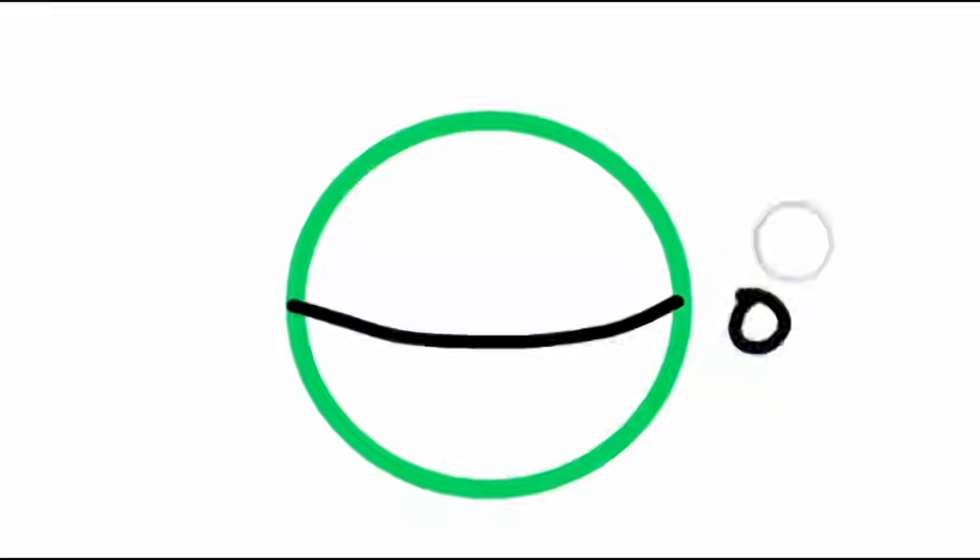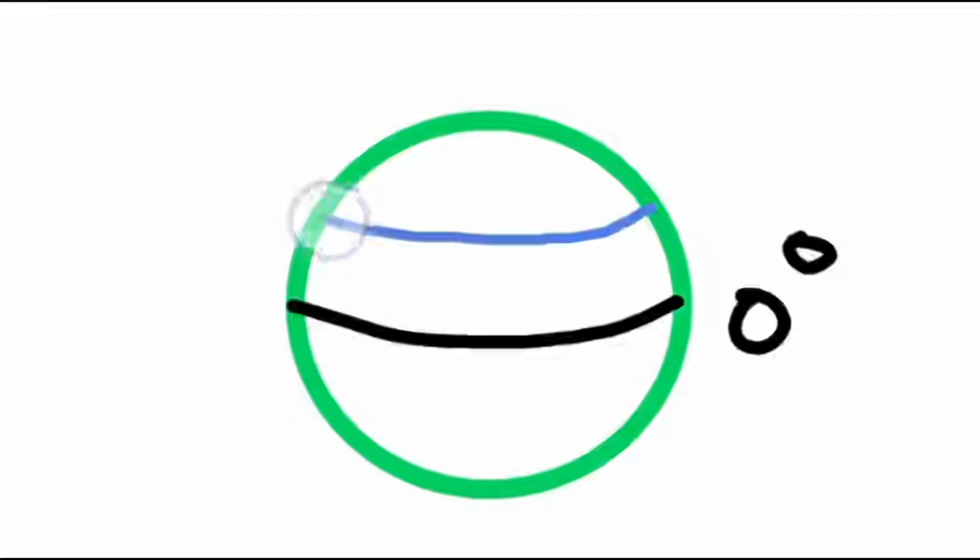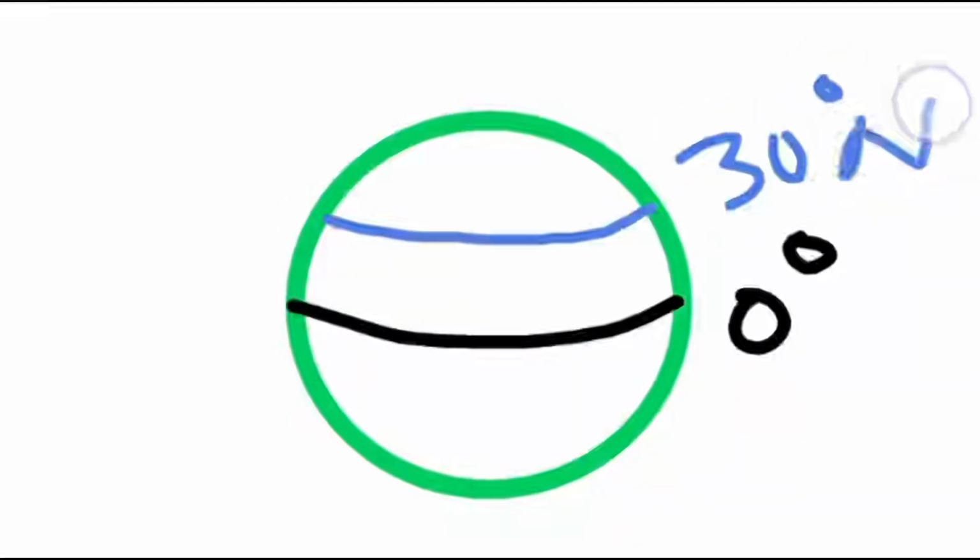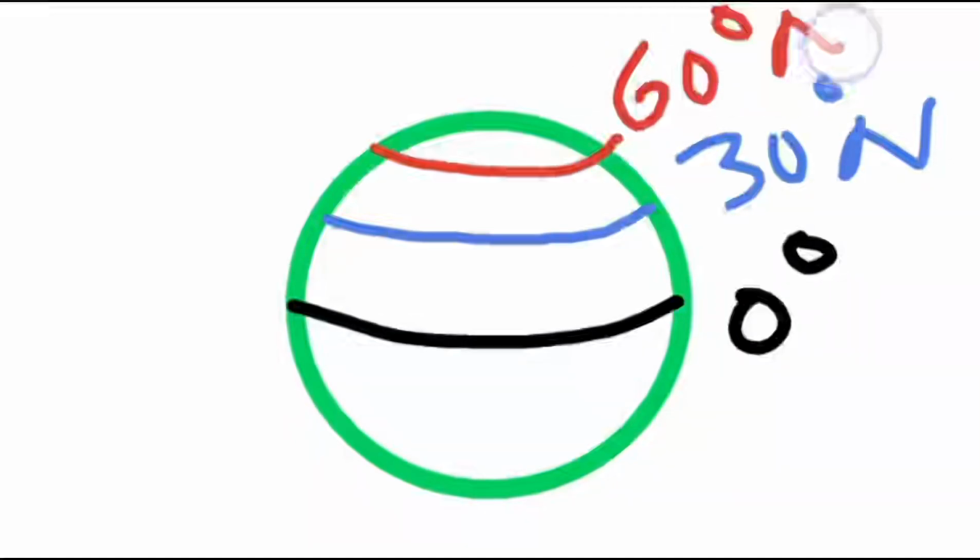We are considering a particular earth. This is your earth. Then we mark the equator. So this is the equator, 0 degree. Then we mark all such points which are at 30 degree, and we connect all such points. We get something called 30 degree north parallel latitude. Then we take another angle, that is 60 degree, and mark all such points. We get something called 60 degree north parallel latitude.